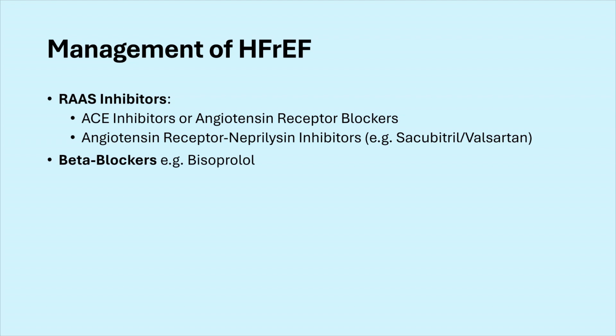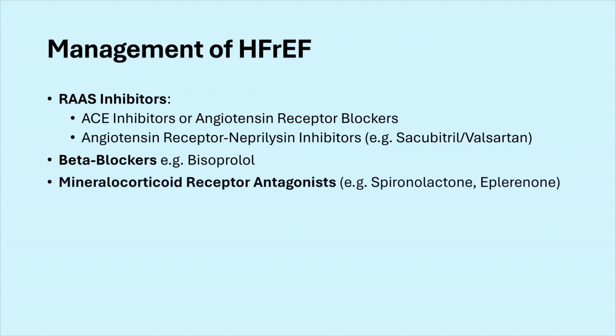The next pillar is beta blockers such as bisoprolol. They block the maladaptive SNS activation and improve cardiac remodeling and reduce sudden cardiac death. The third is mineralocorticoid receptor antagonists such as spironolactone and eplerenone. These block aldosterone effects, reducing fluid retention and fibrosis of the heart.